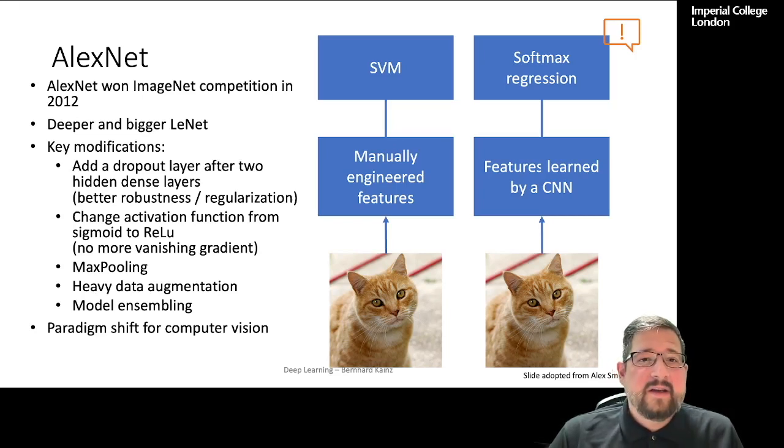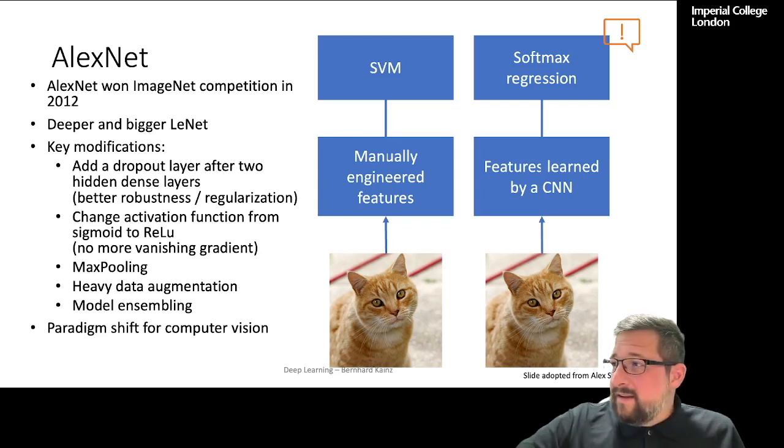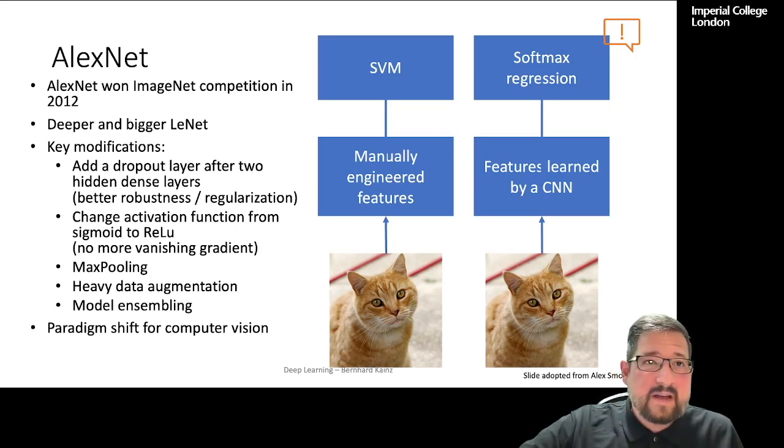And really, to secure their win, the AlexNet team employed heavy data augmentation as well. It's something we'll also talk about, but techniques like cropping, shifting, and rotation, along with model ensembling, made a really powerful class predictor. So that is probably one of the last decade's largest paradigm shifts in computer science.